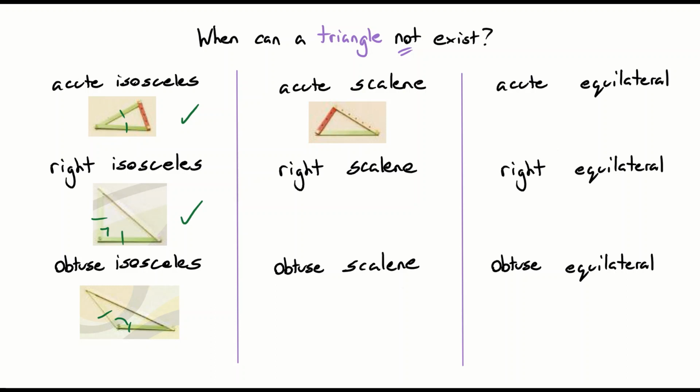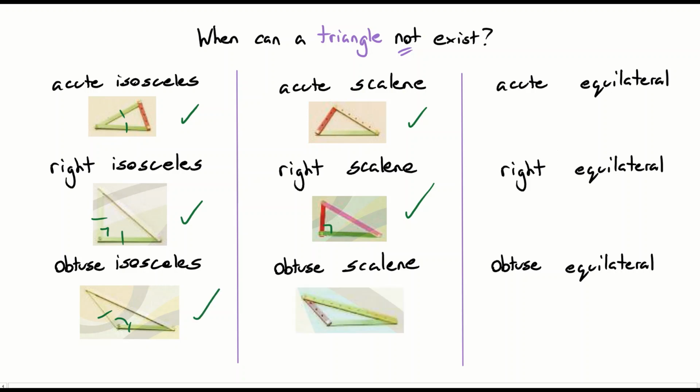What about a right scalene? All three sides not equal, a right angle. Yeah, there's one right there. Right there's your right angle, and look at all three sides, not the same length. Obtuse scalene? Totally. There it is right there. All three sides not the same length, and there's your obtuse angle. You can see it right there. Okay, so if scalene is a go for acute, right, and obtuse, nice job, scalene and isosceles for the win.